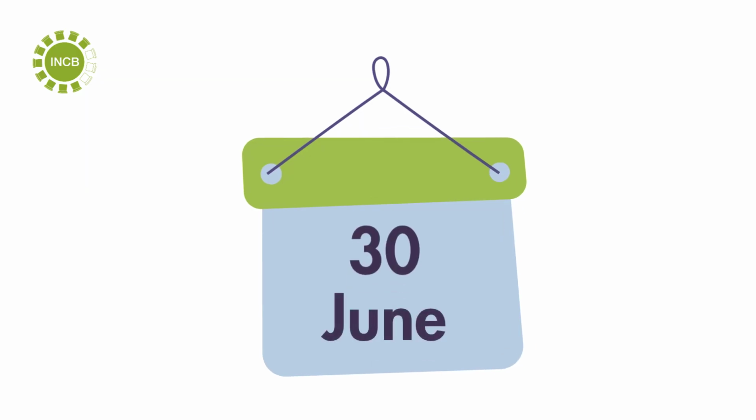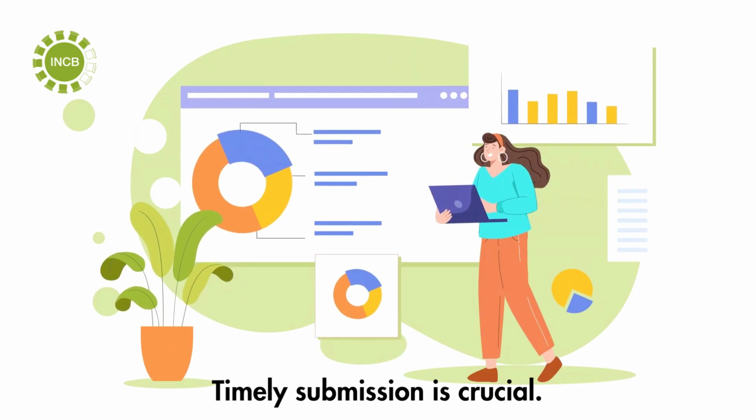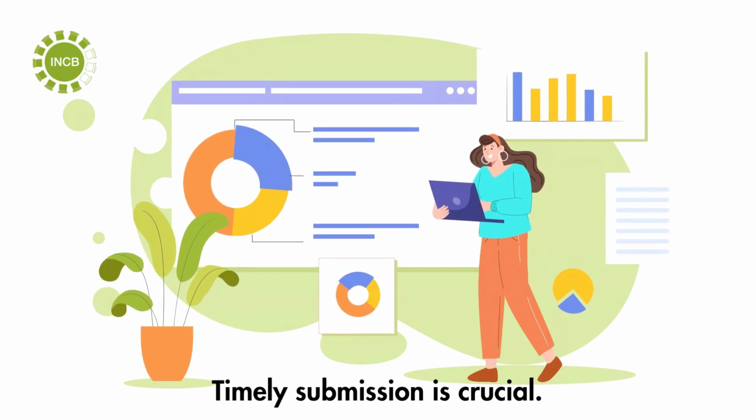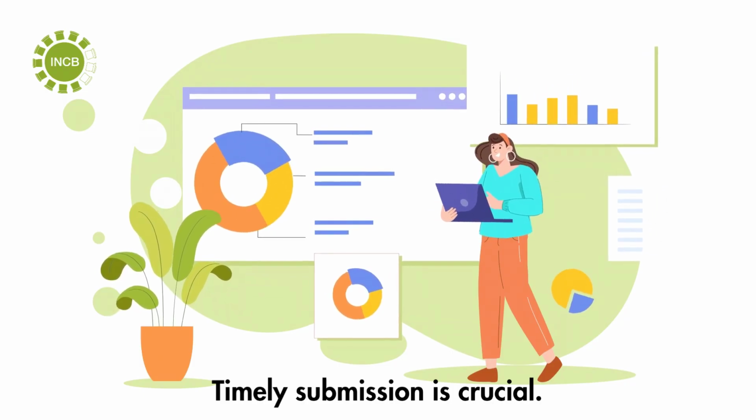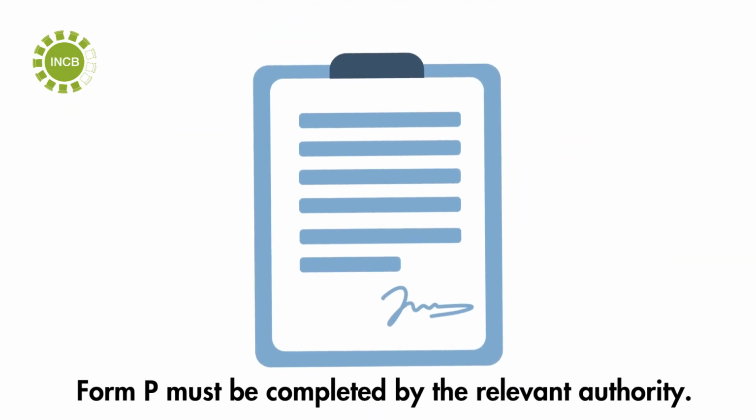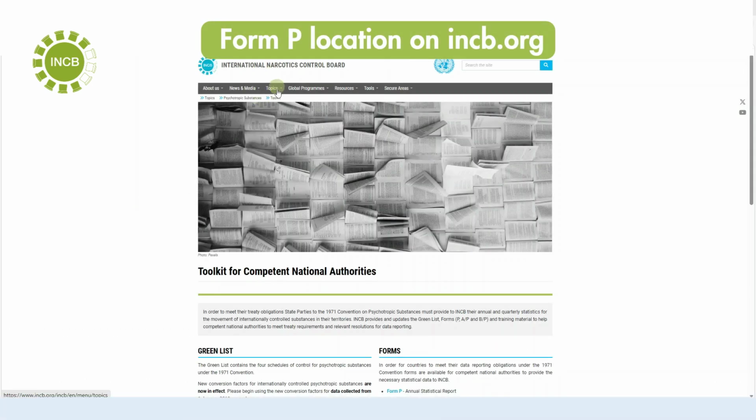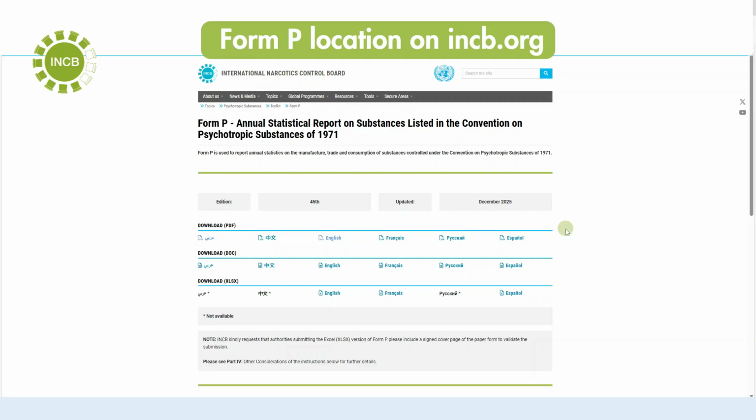Form P must be submitted each year by the 30th of June. Timely submission is crucial to allow INCB sufficient time to process the data and analyze emerging trends. Form P should be completed by the competent authority responsible for the 1971 Convention. The latest version of Form P is available on the INCB website in all 6 UN languages. The preferred format to submit is one of the digital options available on the website, which reduces errors and speeds up processing.